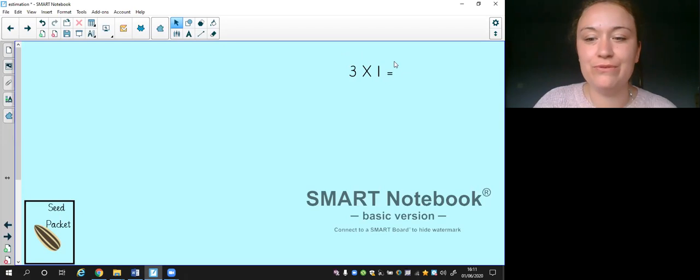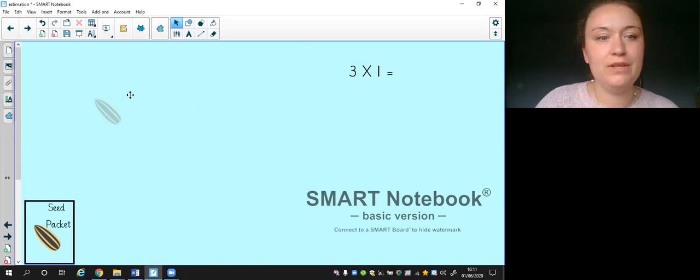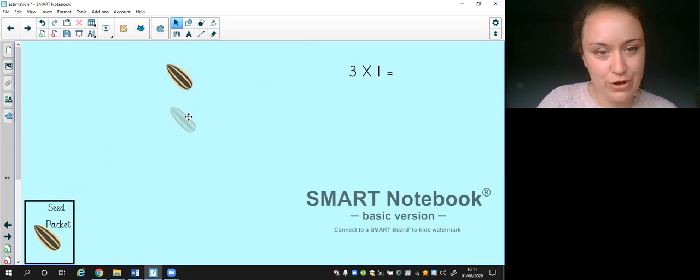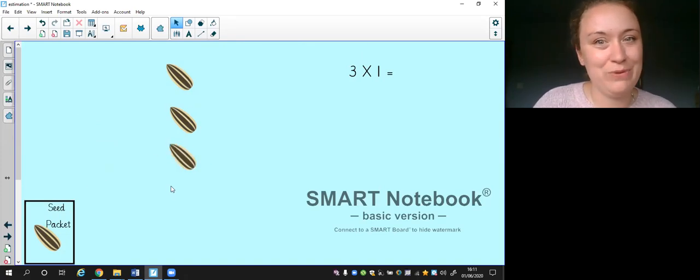3 rows of 1. Okay, so I need 3 rows with 1 in each. That's my first row of 1. Here's my second row of 1. And here's my third row of 1. Okay, I hope your picture looked the same, not the other way around.